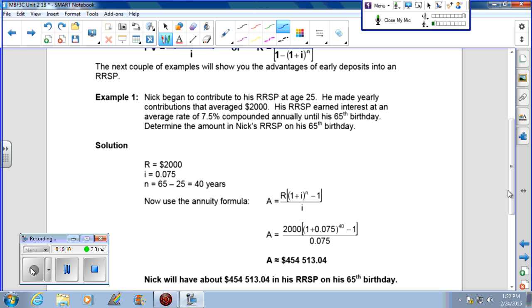So Nick begins to contribute to his RRSP at age 25. That's where a lot of us started, but it depends on our circumstances. Some people start a little later. Some people are able to start a little earlier. He made yearly contributions that averaged $2,000. If you work that out, if he was paying into it every week, that would be 2,000 divided by 52. So that's about $39 a week, about $40 a week. And that's for someone that's a little bit established.